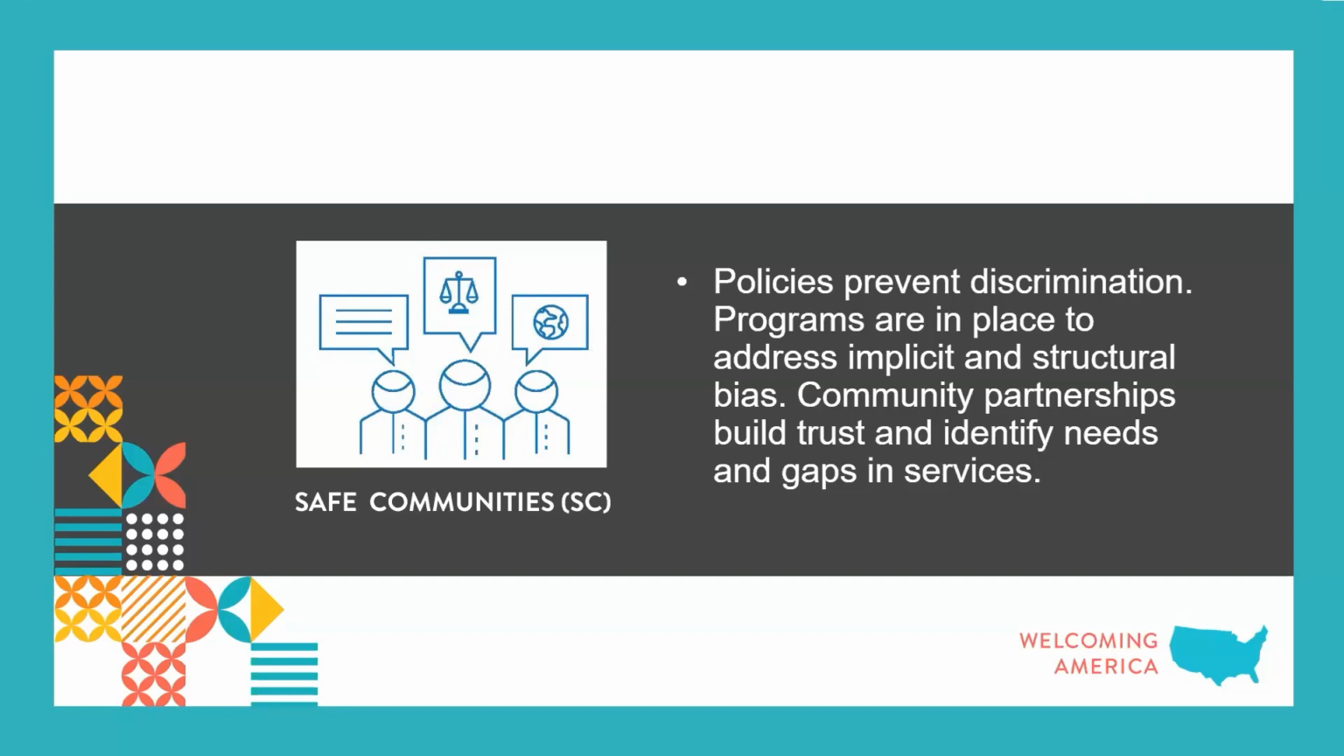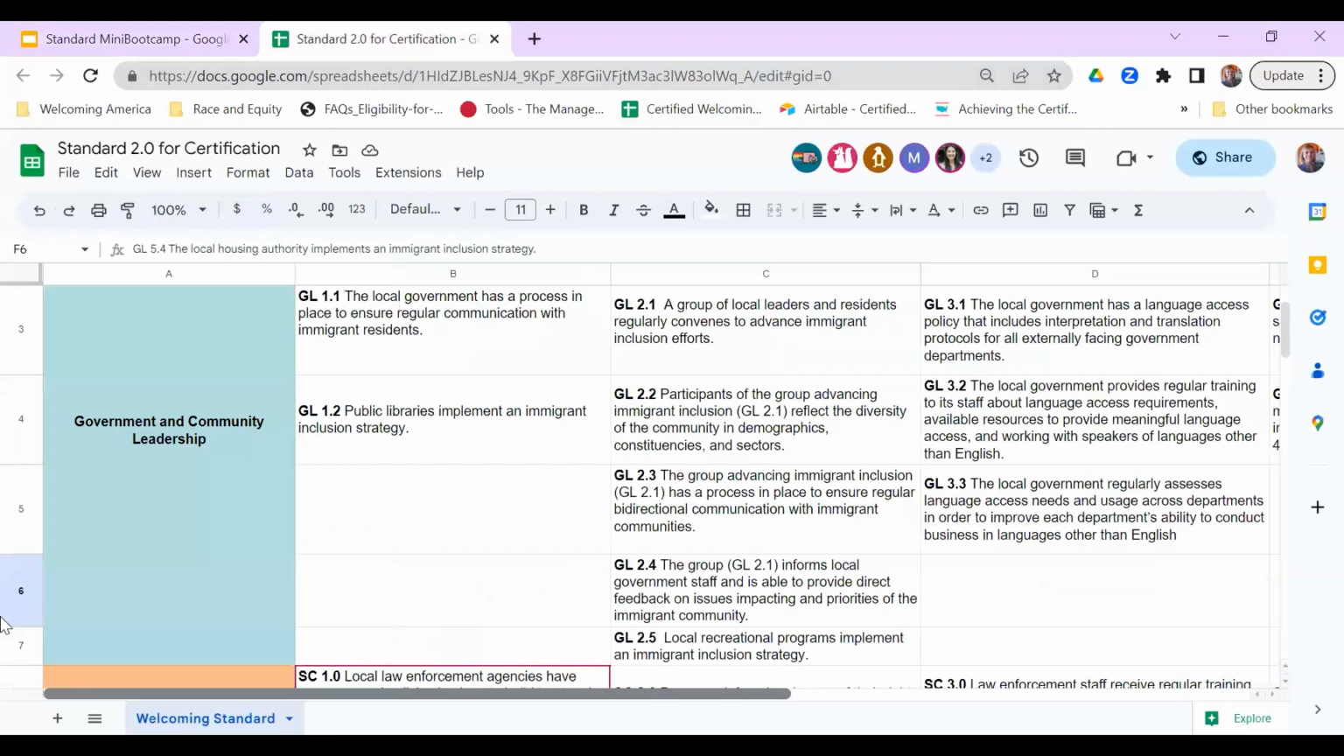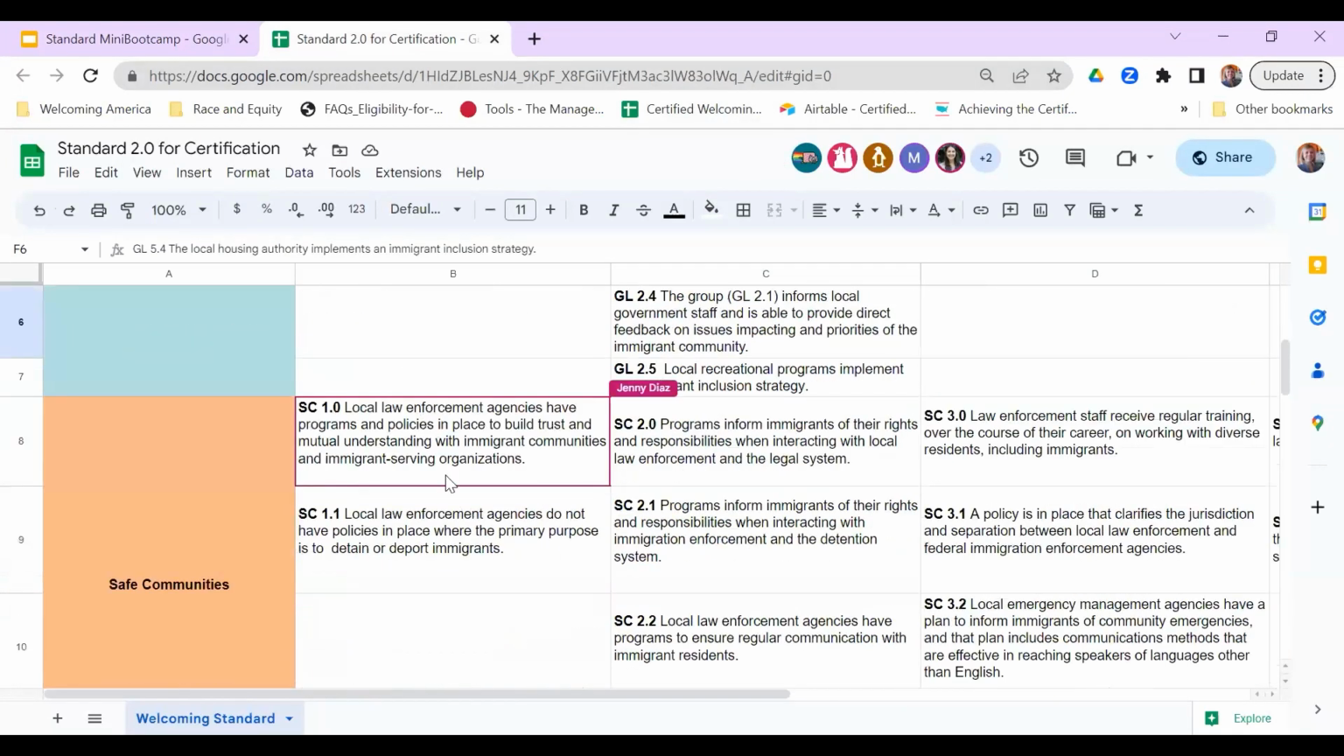All right, well, we will move on to safe communities. Some of the goals from this framework area are that policies prevent discrimination, programs are in place to address implicit and structural bias, and community partnerships build trust and identify needs and gaps in services. Bounce over here to our framework area.